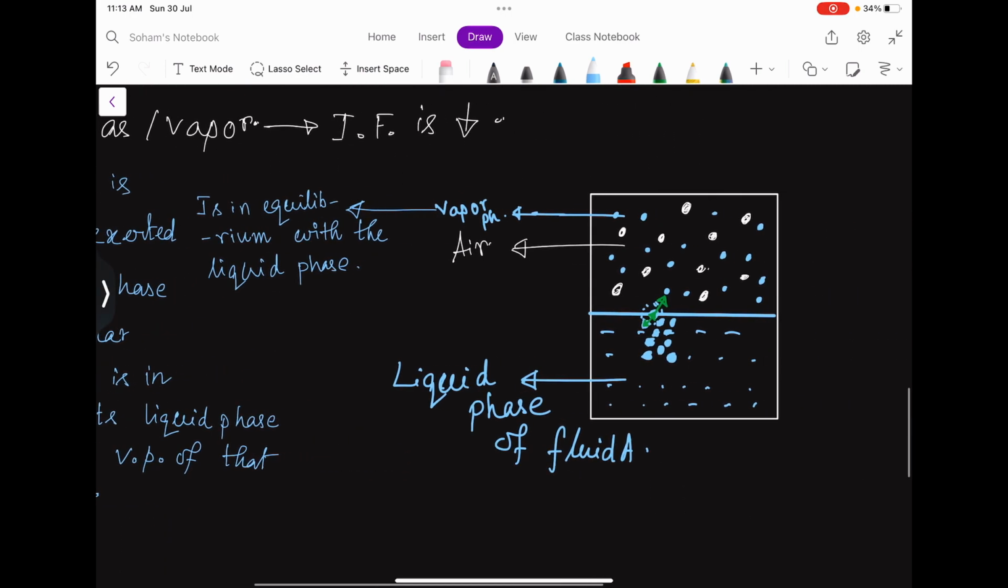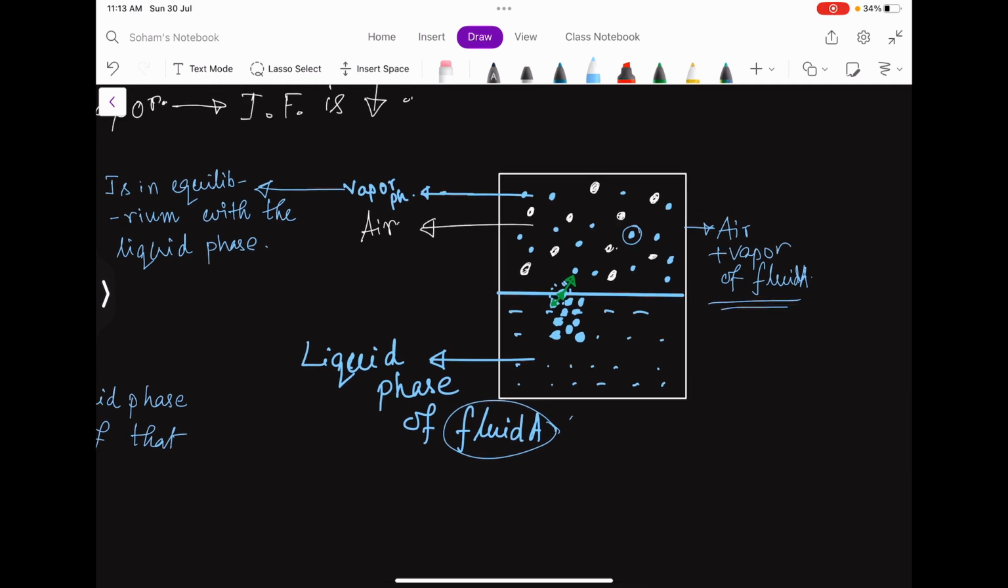So this is the vapor pressure: at this equilibrium condition, the pressure exerted by these blue molecules. I also have the air molecules here, so in this region I have a mixture of air plus vapor molecules, vapor of fluid A. Let us say that in this upper zone the total pressure is Pt, which equals the partial pressure of air plus the partial pressure of the vapor phase. This partial pressure of the vapor is nothing but the vapor pressure.